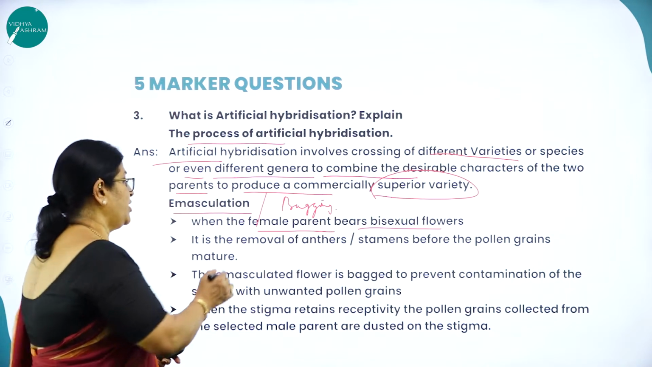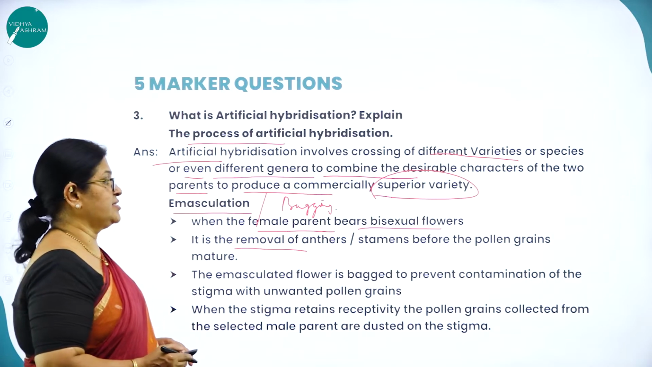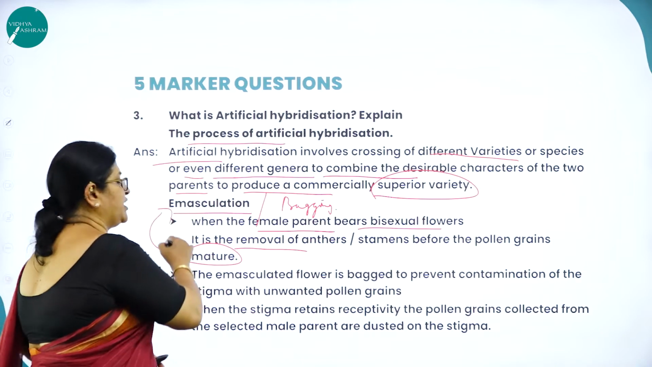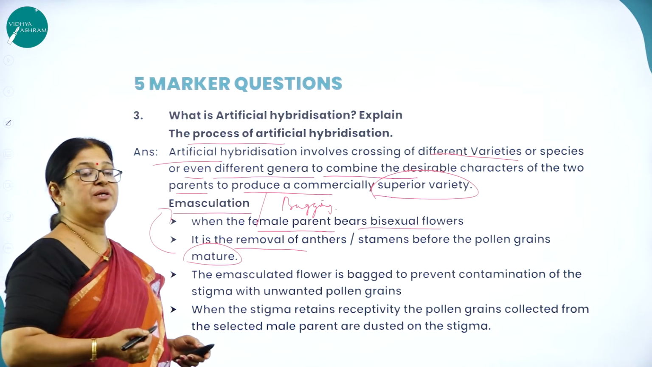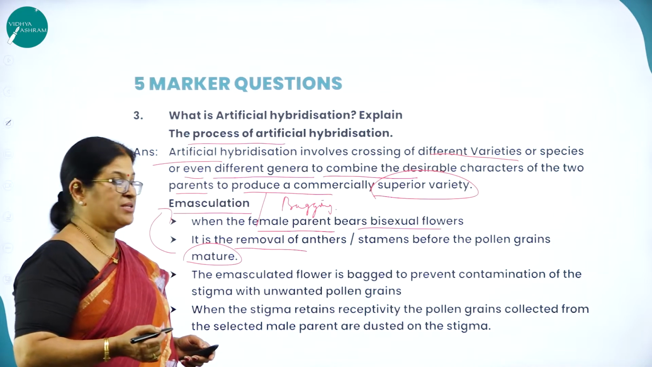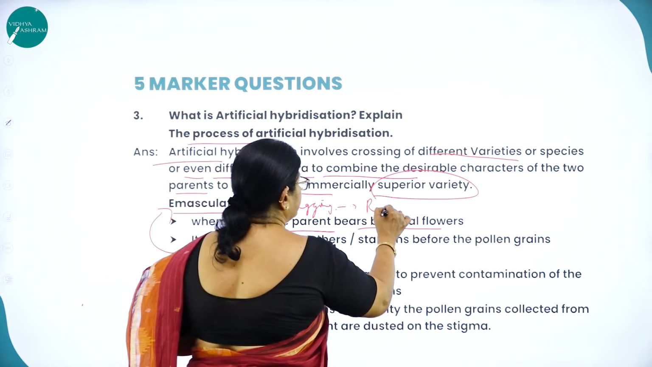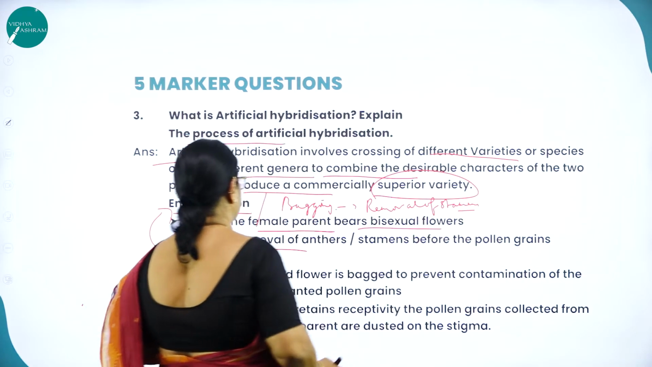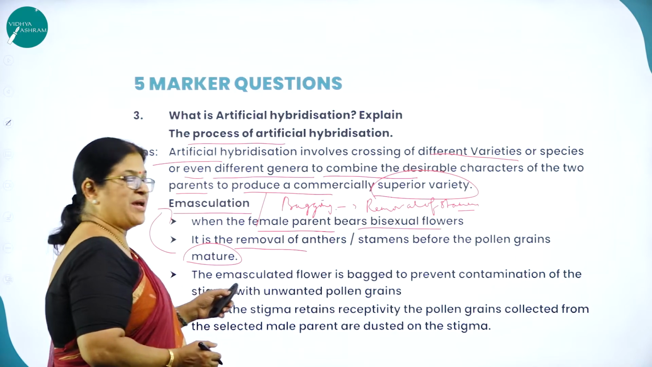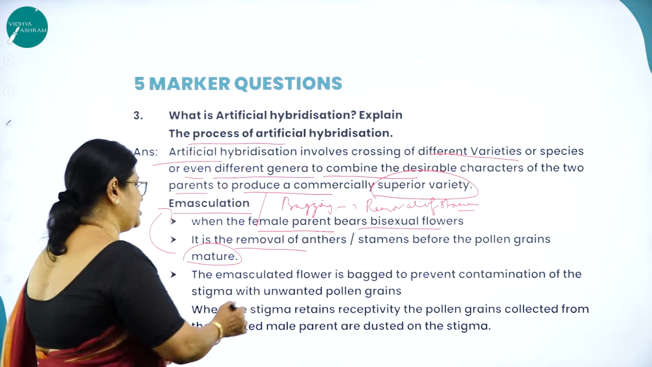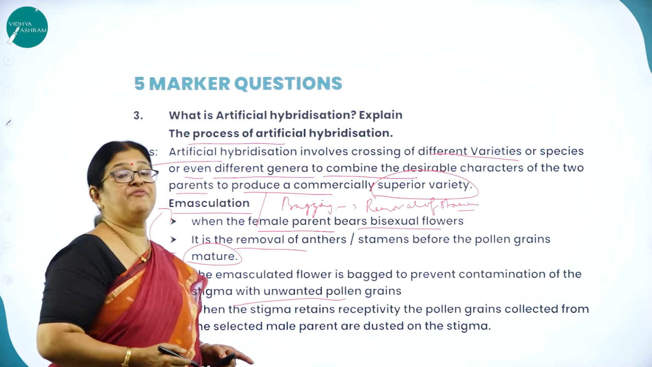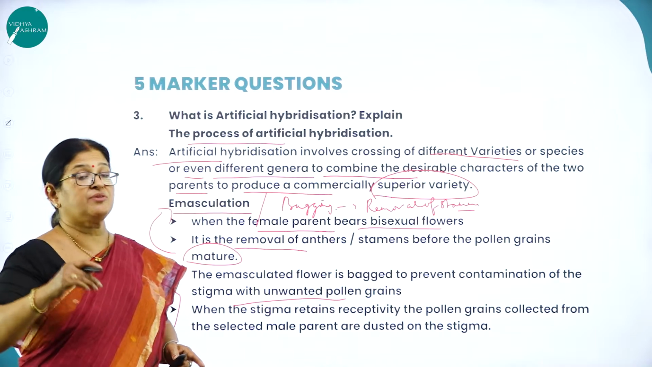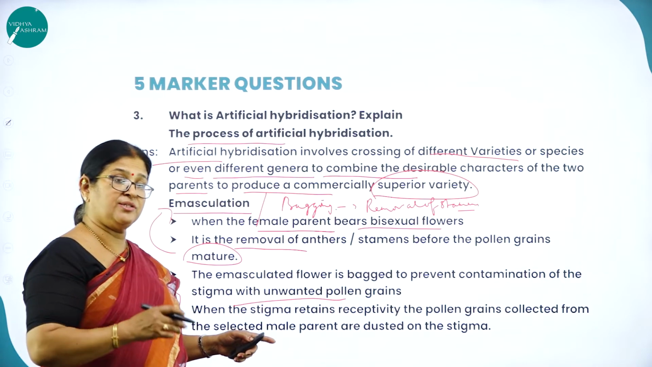So for that, what you have to do is removal of anthers, stamens, before the pollen grains mature. So that process is called as what? Emasculation, removal of stamens. In simple terms, if you want to explain what is emasculation, it is nothing but removal of stamens. Removal of stamens is called emasculation. So the emasculated flower is bagged to prevent contamination of the stigma with unwanted pollen grains. So if it is a bisexual flower, though you have removed the stamen, there are chances of some unwanted pollen grain coming and falling on the stigmatic surface.